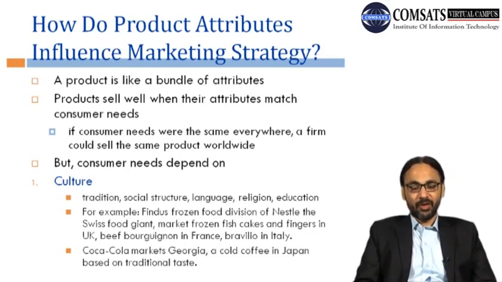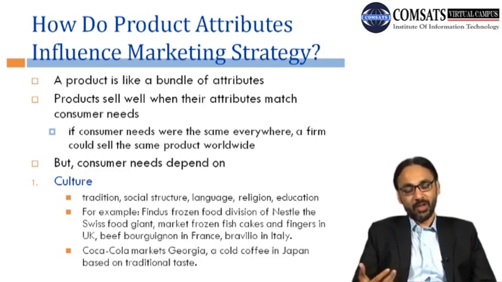For example, Findus, the frozen food division of Nestle, the Swiss food giant, markets frozen fish cakes and fish fingers in the UK, and in parallel they market beef bourguignon in France and Bravillo in Italy. They are serving these three different markets on the basis of their local taste and traditions. Similarly, Coca-Cola markets Georgia, a cold coffee, in Japan based on a traditional taste, but they are not serving this Georgia to other markets.